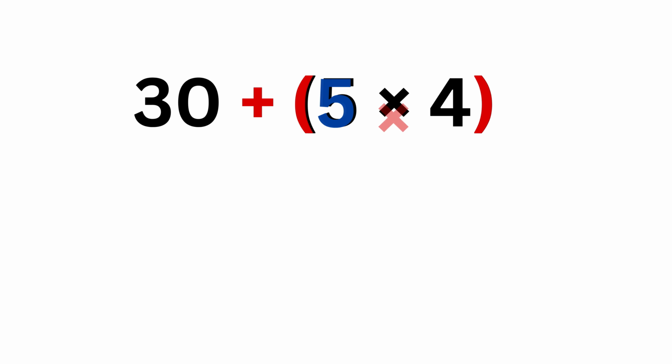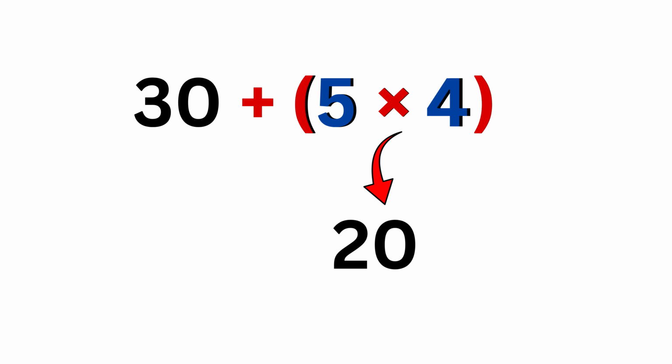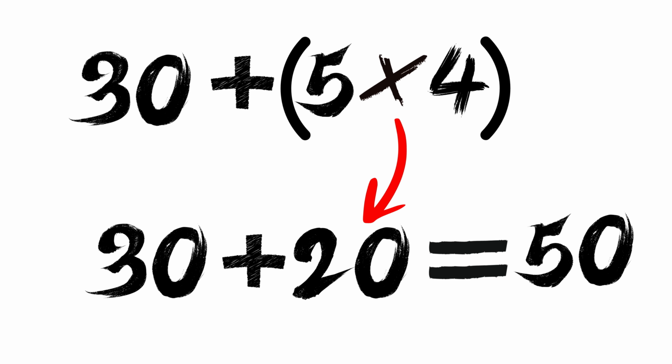Example, 30 plus brackets 5 into 4. First, solve inside the bracket. 5 into 4 equals 20. Then add 30 plus 20 equals 50. Brackets help us read expressions clearly and correctly.